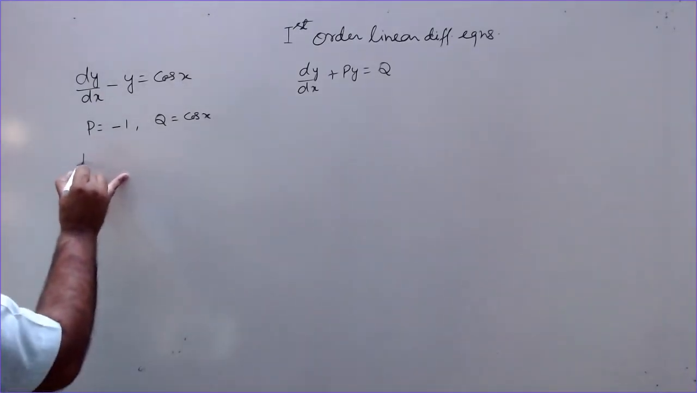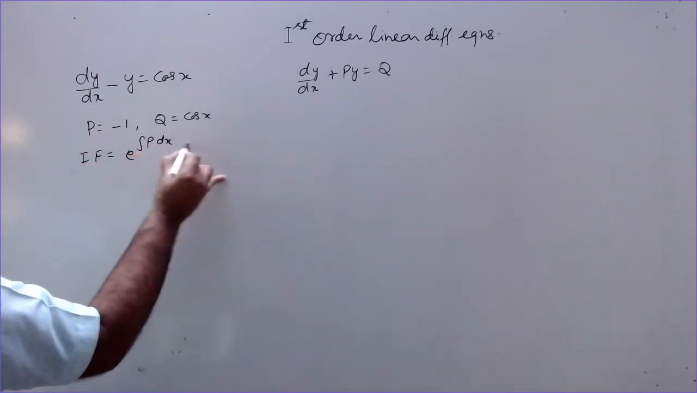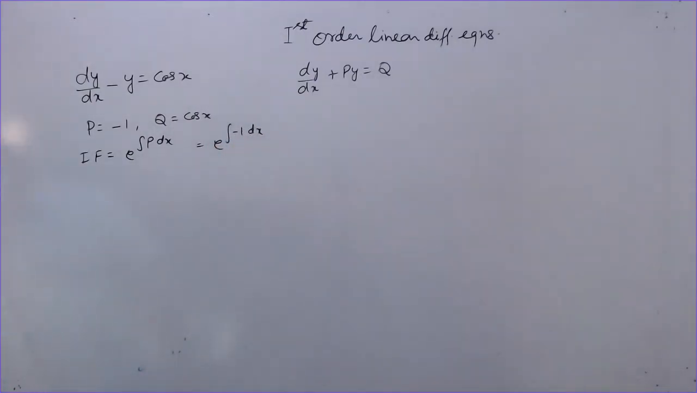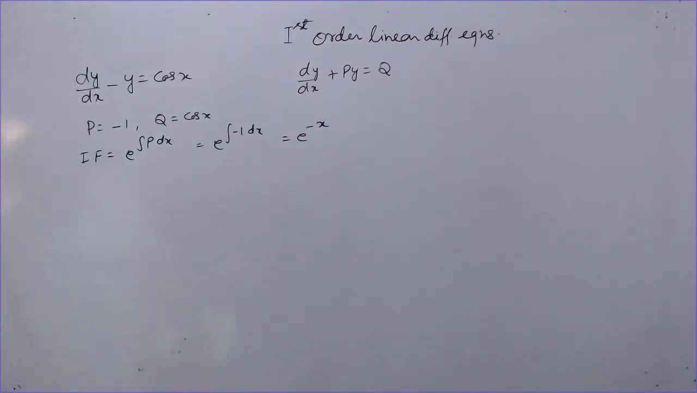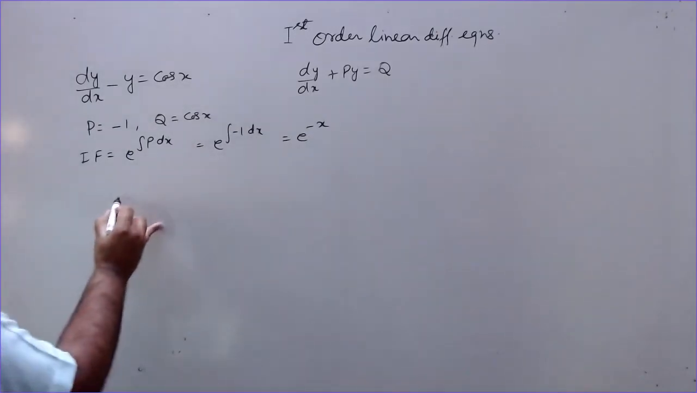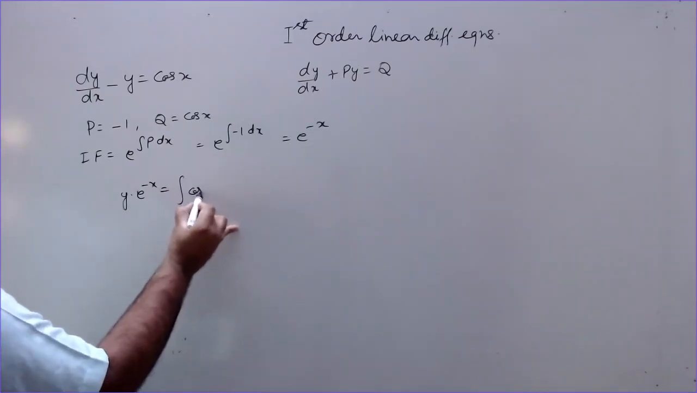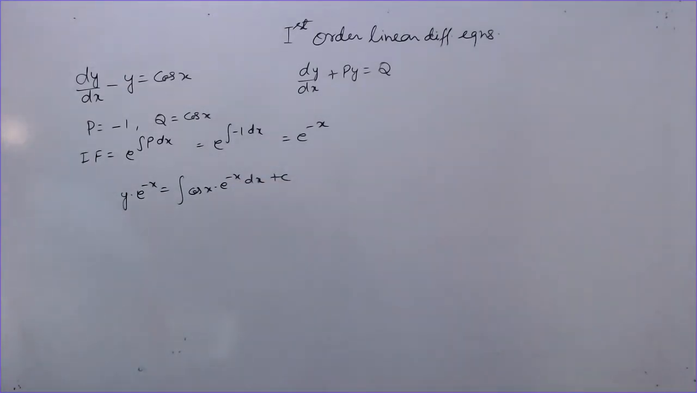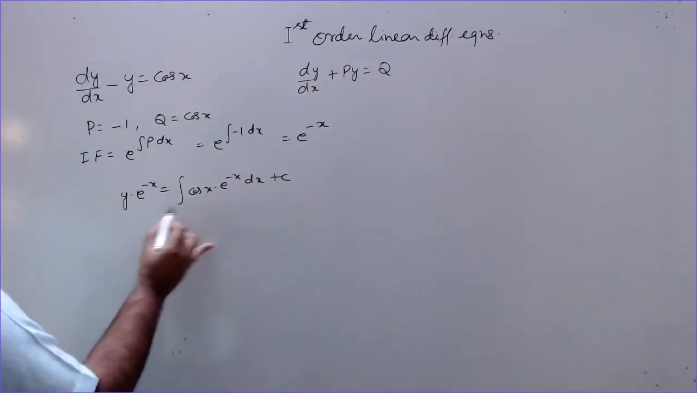Now let us first find the integrating factor, e to the power integral p dx, minus 1 dx. So e to the power minus x. This is the integrating factor. Now we can write the solution directly, y into integrating factor equals integral q, cos x e to the power minus x dx plus c. So this integration we can perform by the rule of integration by parts.